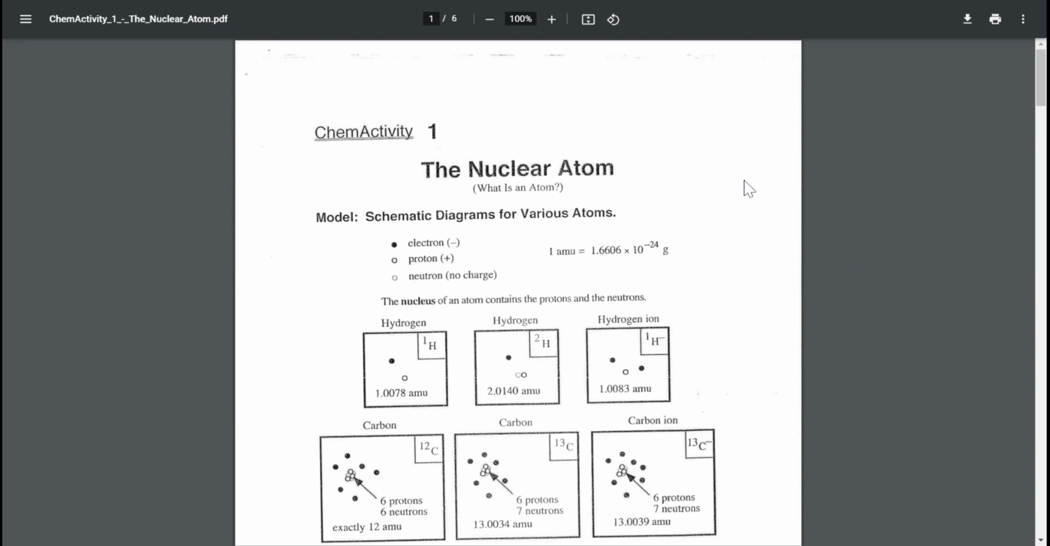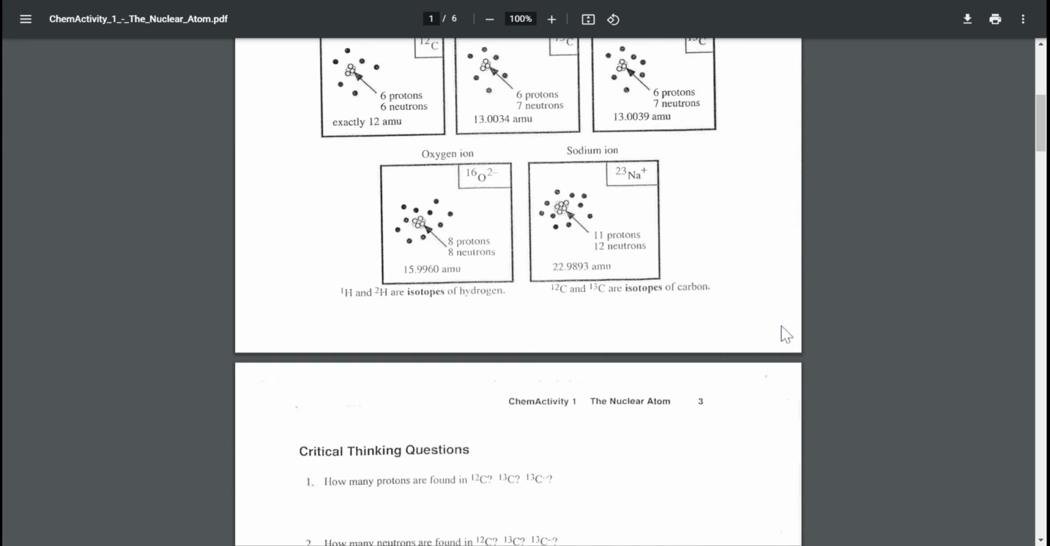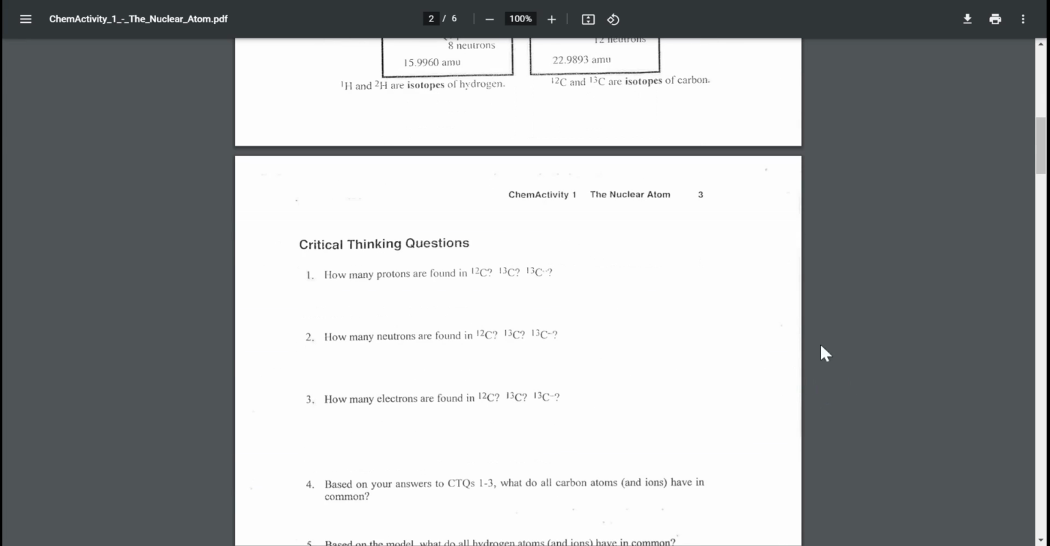So for the first questions for this chem activity, one was the first PDF you guys got. Just looking at some of the questions here. We did talk about this in class, but so you have it for later. The essentials here: how many protons, neutrons, and electrons can you find in these various isotopes?